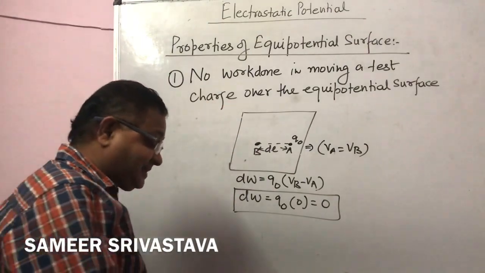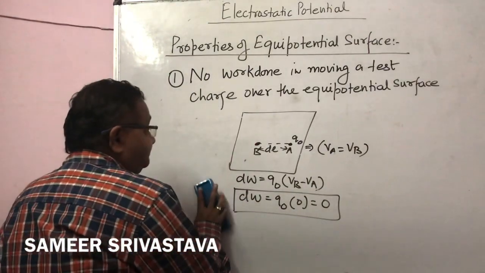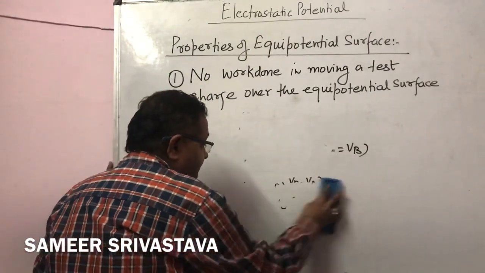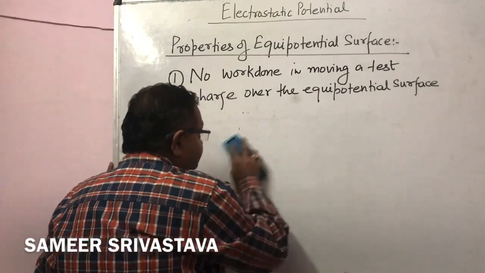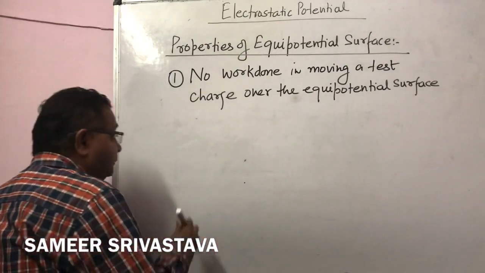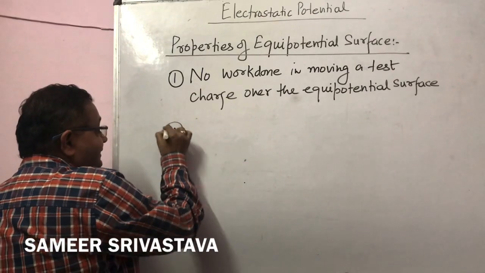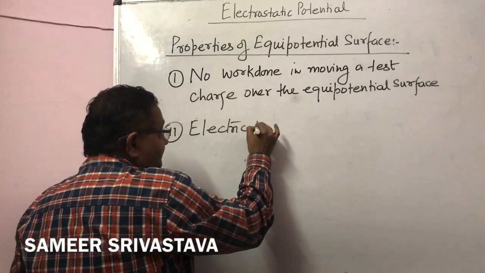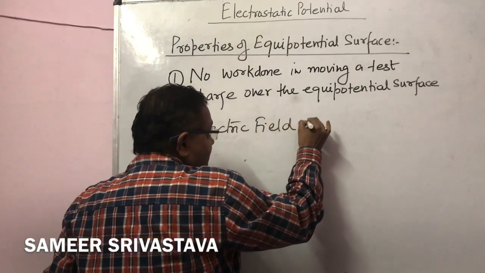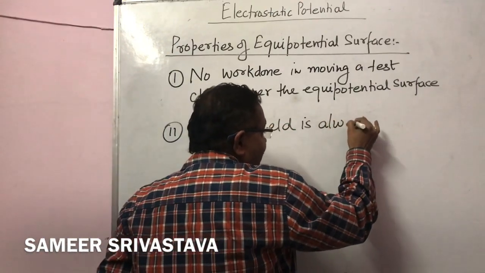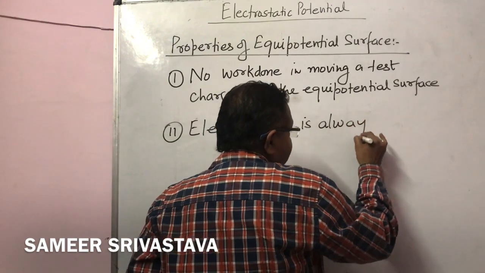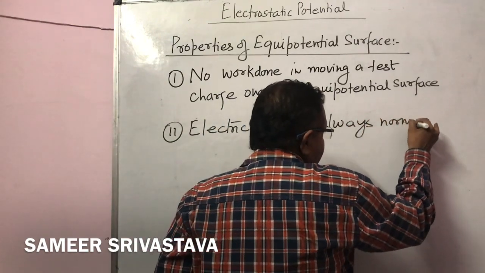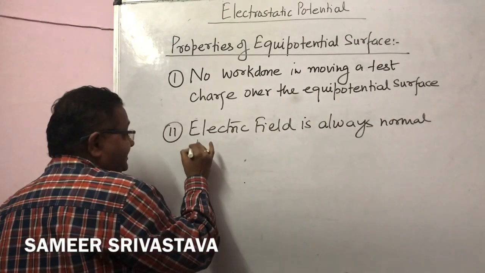Now what about the second property? The second important property is that the electric field is always normal to the equipotential surface.